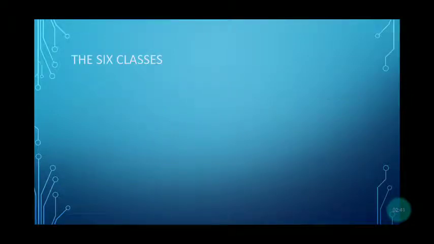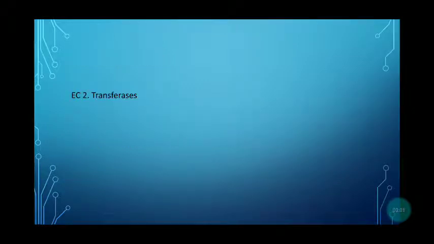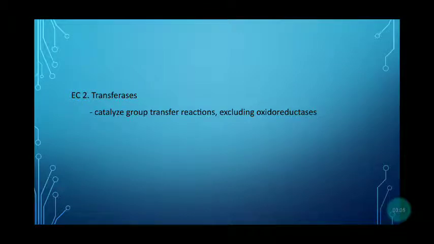Moving on, we have the 6 classes. First, oxidoreductases. They catalyze the transfer of hydrogen atoms or electrons from one substrate to another. They are also called oxidases, dehydrogenases, or reductases. The second one is the transferases. They catalyze group transfer reactions, excluding oxidoreductases. It is given in the general form A-X plus B yields B-X plus A.